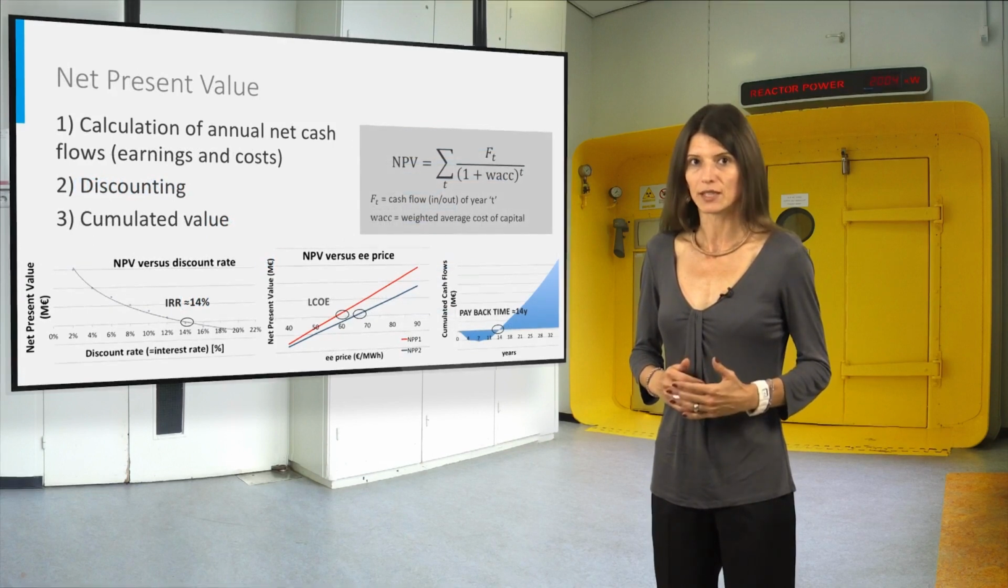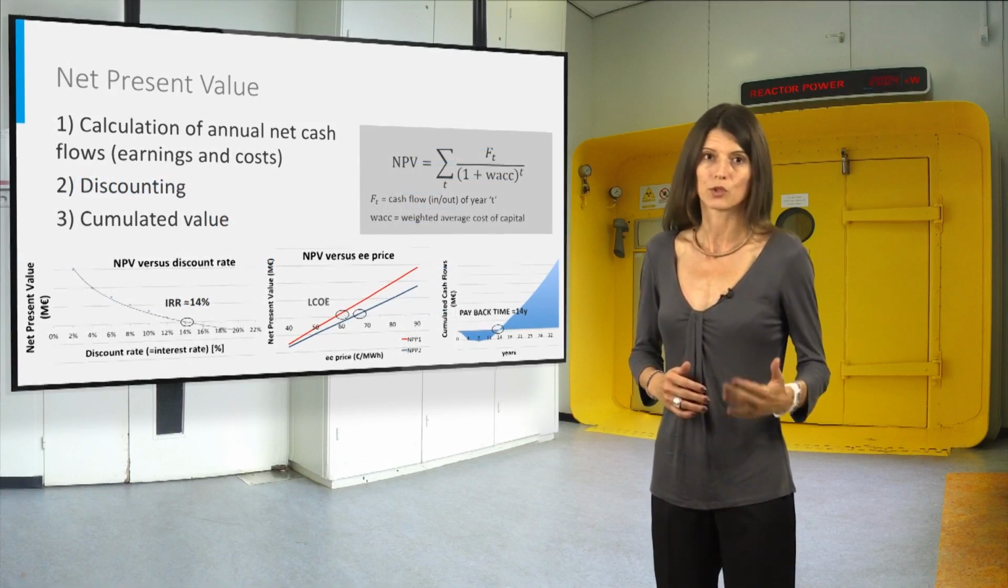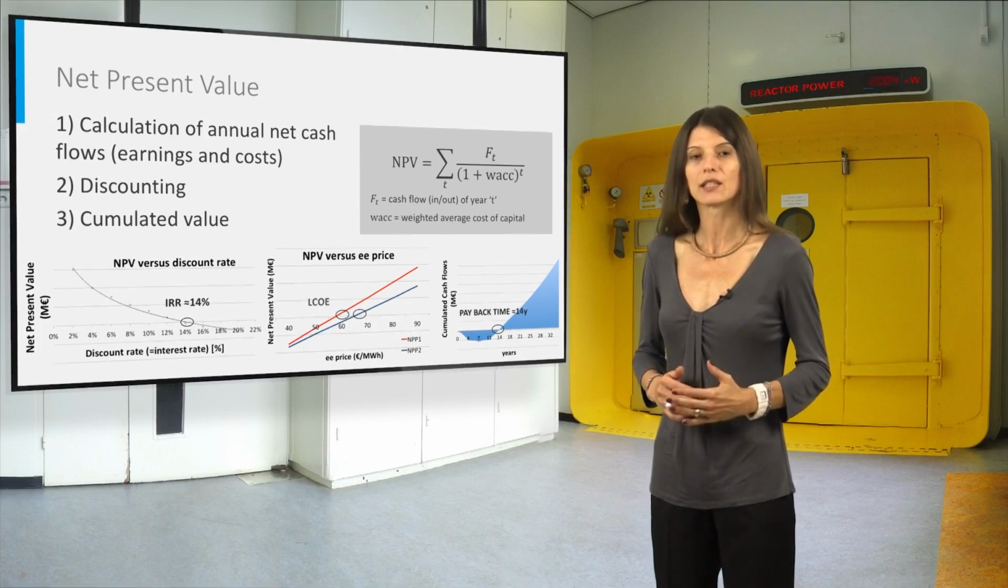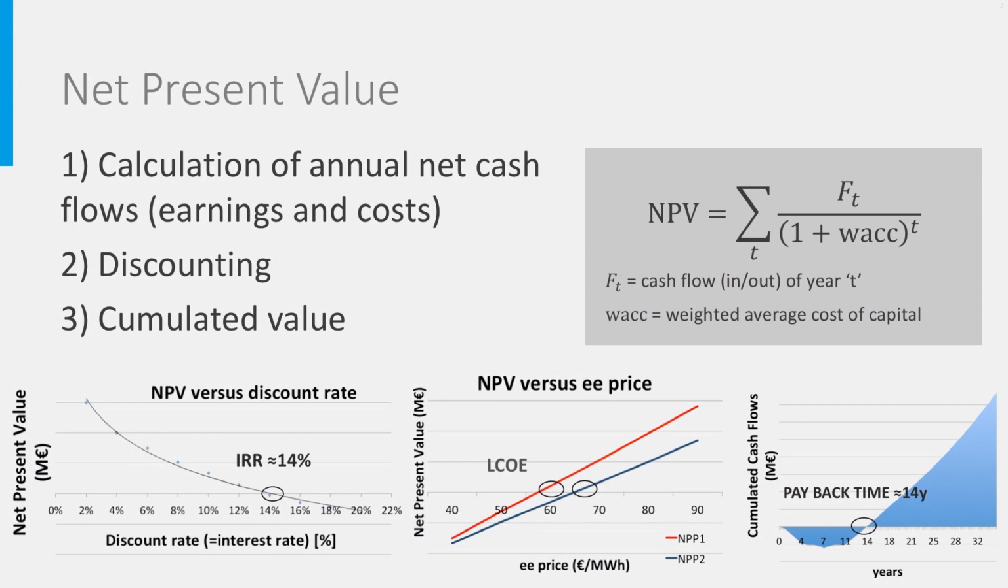In order to calculate the NPV, all the cash flows, both positive and negative, are considered, discounted and cumulated. The internal rate of return is the interest rate that breaks even the NPV. In the discounted cash flow approach, LCOE may be calculated as the electricity price that breaks even the NPV. Here, nuclear power plant 1 in red has better economics than plant 2 in blue, since the cost of a unit of energy is lower. A higher discount rate decreases the NPV and increases the LCOE.